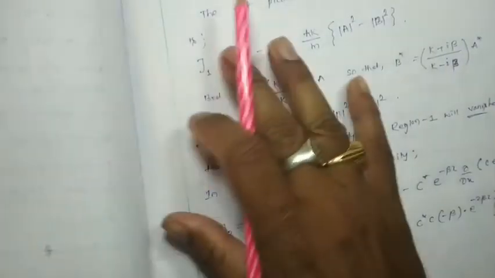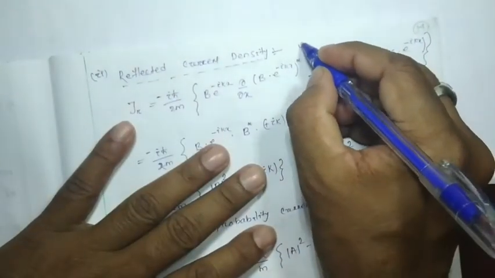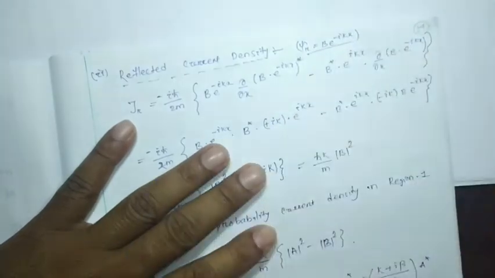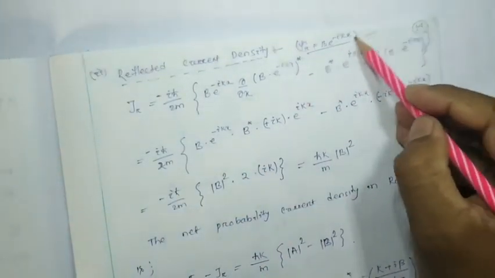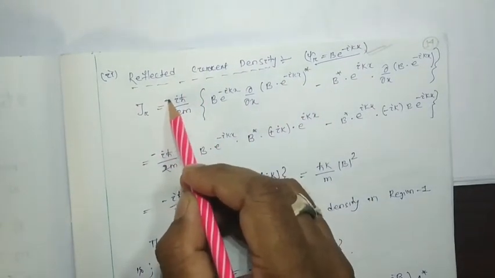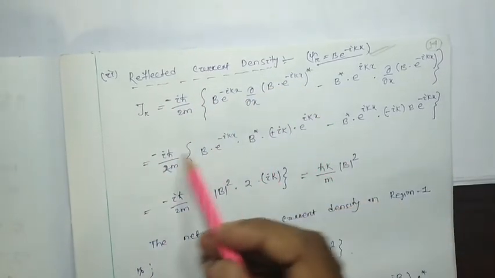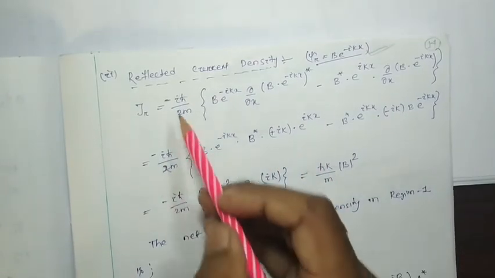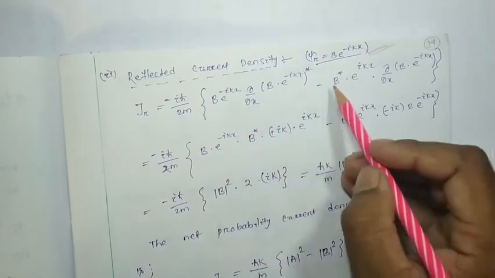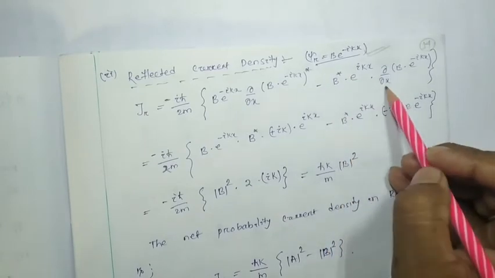Now we go for the reflected current density. For finding the reflected current density, the reflected wave function is how much? B e to the minus ikx. By using this wave function, the reflected current density will be how much? Initially we have to consider a minus, because if the incident current density is moving along this way, the reflected current density will be along this direction. So minus i h cross by 2m, same formula, psi del by del x of psi star, because psi is this one, minus psi star into del by del x of psi.